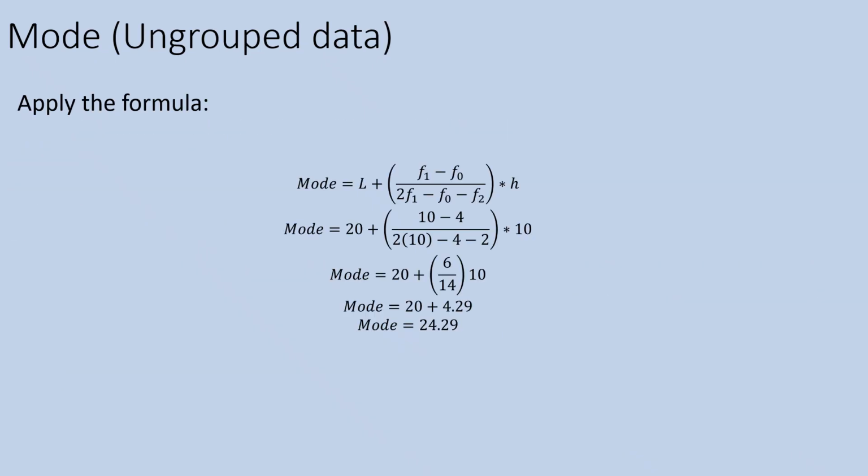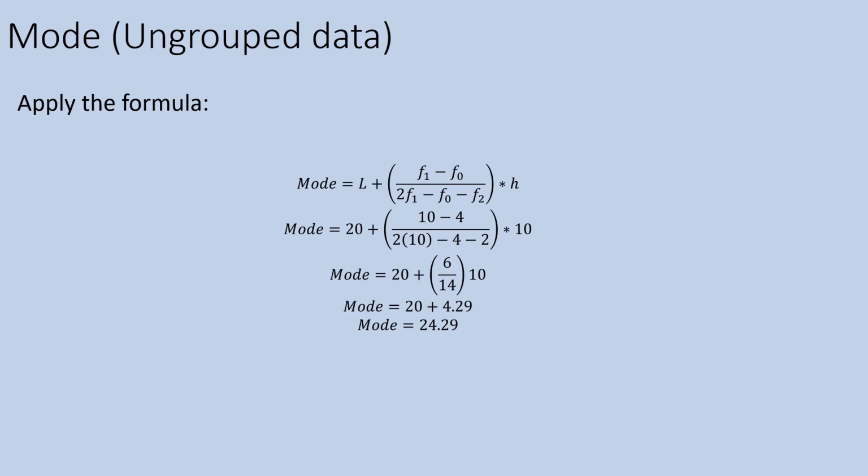Here, after we find the modal class in the previous slide, now we will be finding the value of mode here for the ungrouped data. So applying the formula of mode, mode is equal to L plus (F1 minus F0) by (2 F1 minus F0 minus F2) into H, where L is 20, which is the lower class limit. So mode is equal to 20 plus (10 minus 4) by (2 into 10 minus 4 minus 2) into 10.